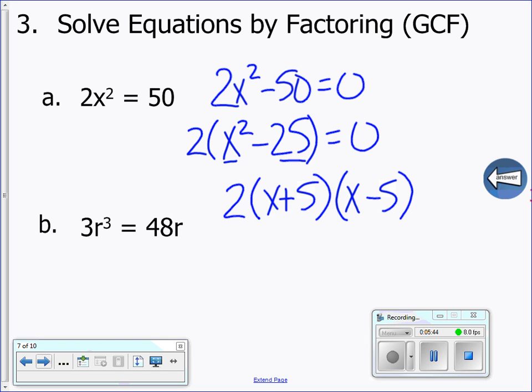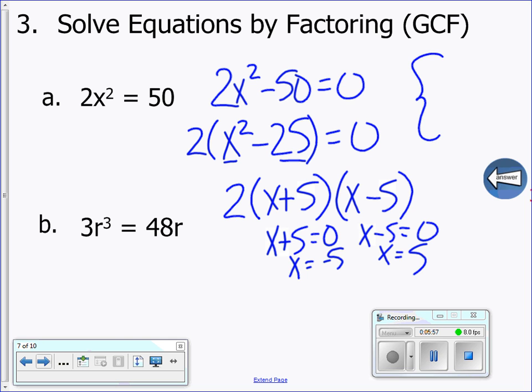And now I'm going to set them both to 0, not the 2 this time. So x plus 5 equals 0, and x minus 5 equals 0. So x equals negative 5, and x equals positive 5. So my solution is plus or minus 5.